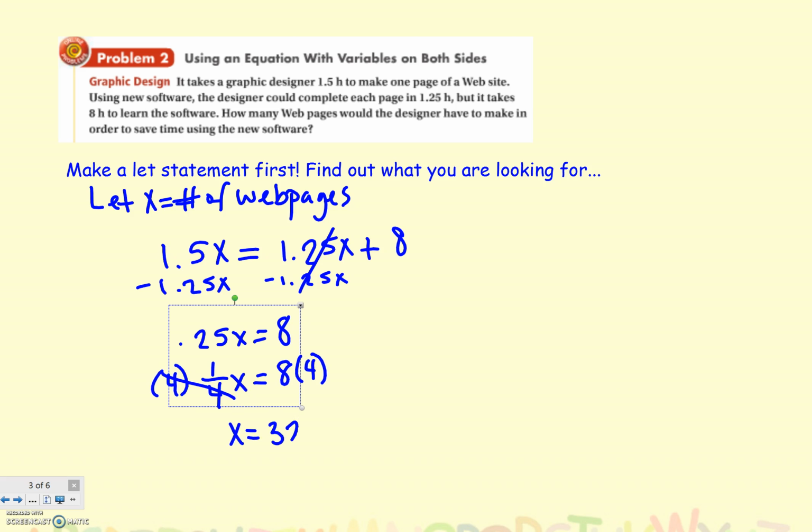So he would have to create 32 pages in order for the time it'll take him to make the pages to be equal, which means in order for him to save time with the new software, he would have to create 33 pages, more than what it would take for him to be equal.